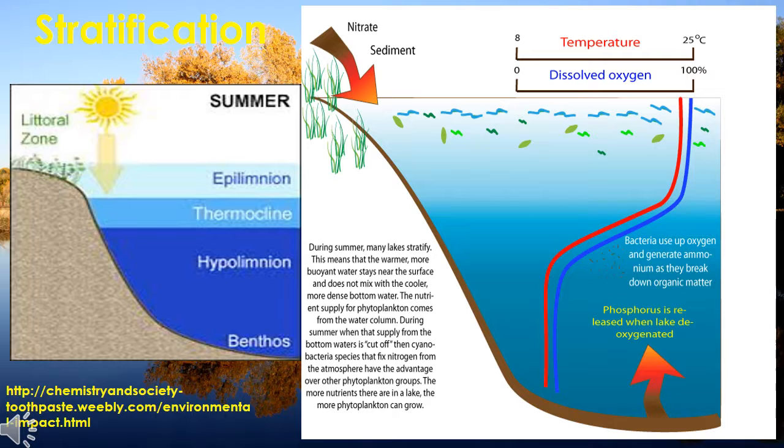I'm going to talk briefly about stratification in lakes because it affects the biogeochemical cycles. During the summer, many lakes stratify. That means the warmer, more buoyant water stays near the surface and does not mix with the cooler, more dense bottom water. The nutrient supply for phytoplankton comes from the water column. During summer, when that supply from the bottom waters is cut off, then cyanobacteria, species that fix nitrogen from the atmosphere, have the advantage over the other phytoplankton groups. The more nutrients there are in the lake, the more phytoplankton can grow.